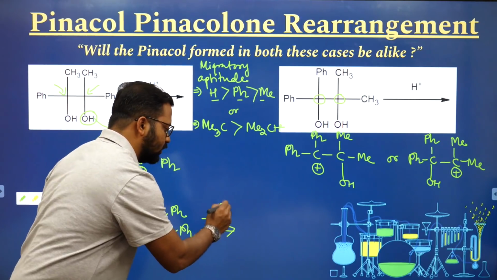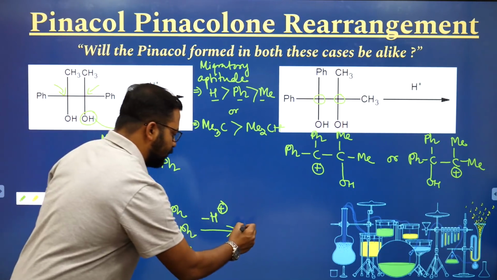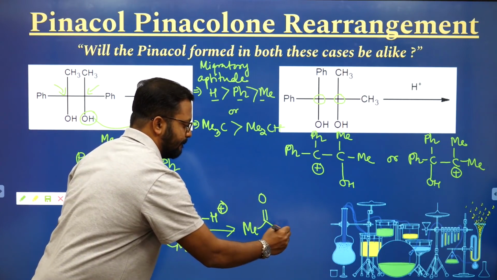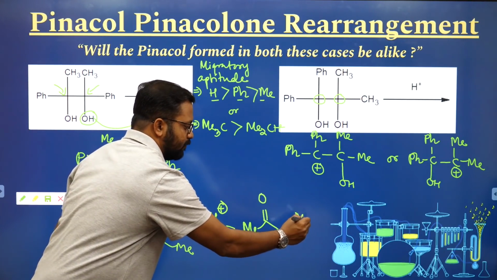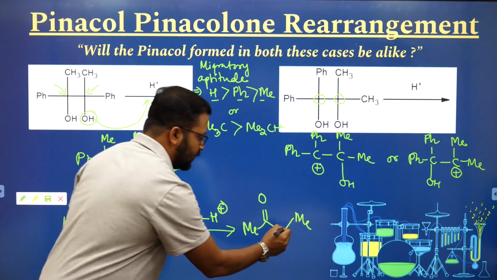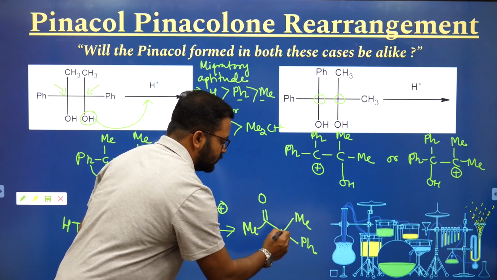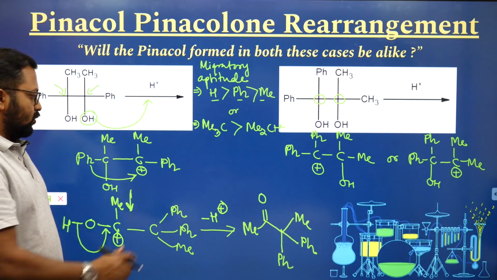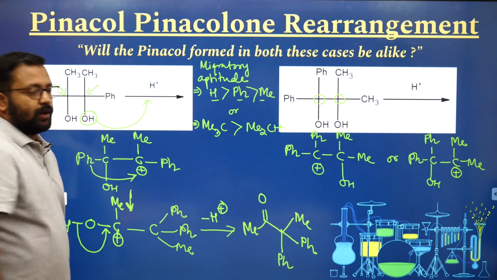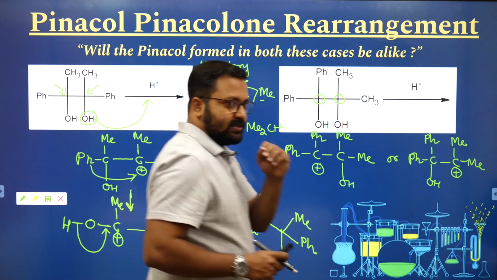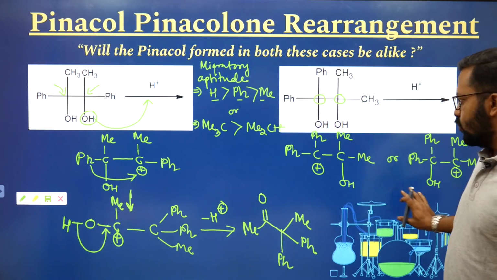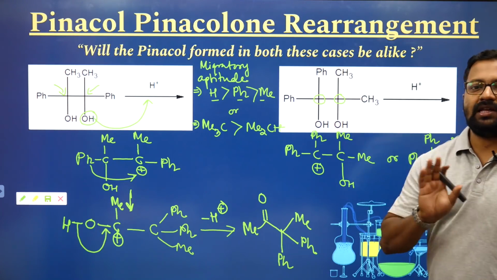You remove a proton and the compound that you would obtain is this. So in this case, the product obtained is this one. Now, since I have already established that the product obtained in both the cases are alike, what we have to do is identify which of these two carbocations will react.